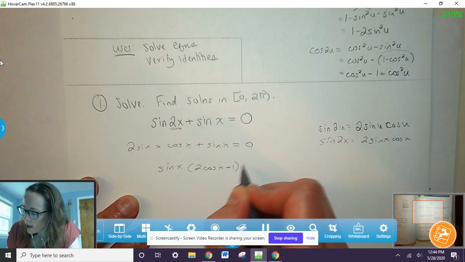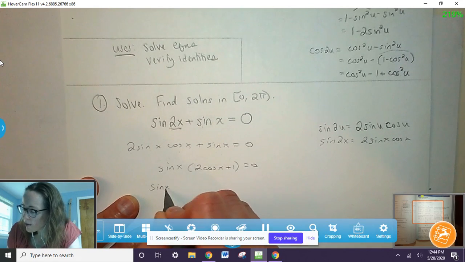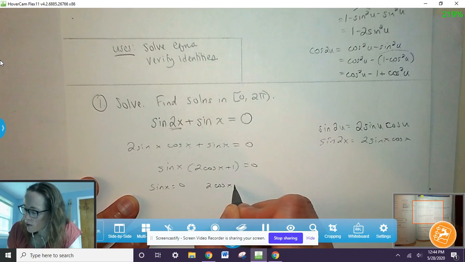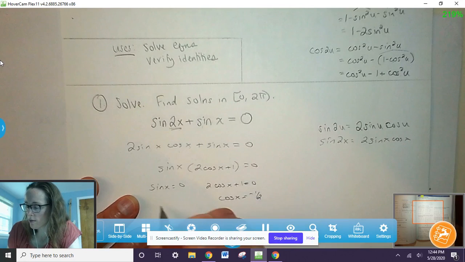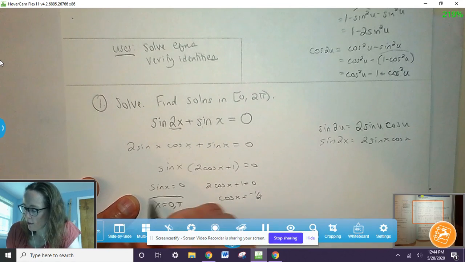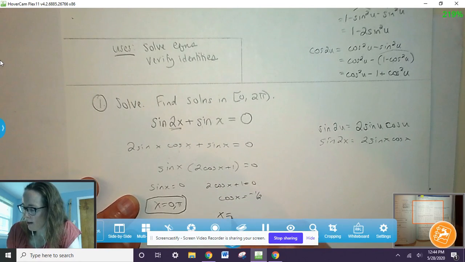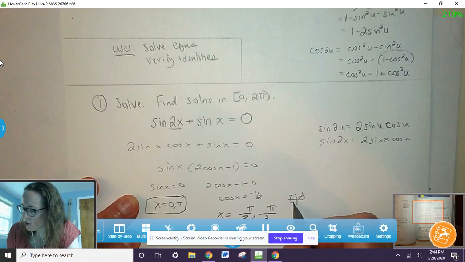Then we can set each factor equal to 0 and solve. So once again, I'm going to zip through this solving part because you know how to do this. We're going to focus right now on working with the new formulas, because I know that you know how to solve these two equations.